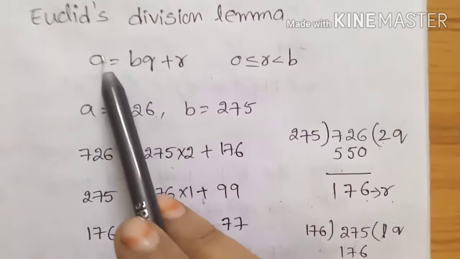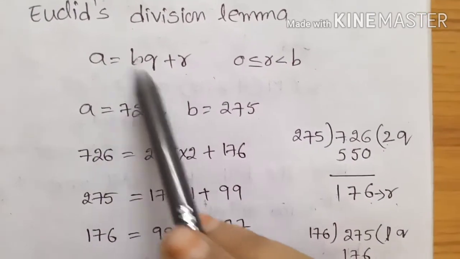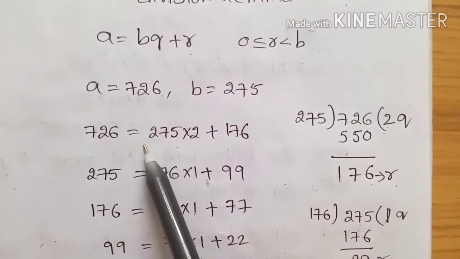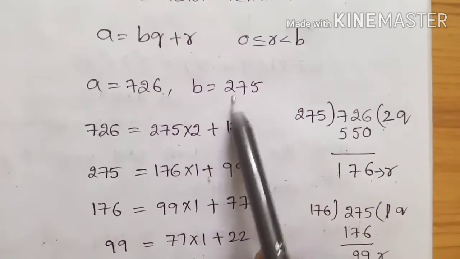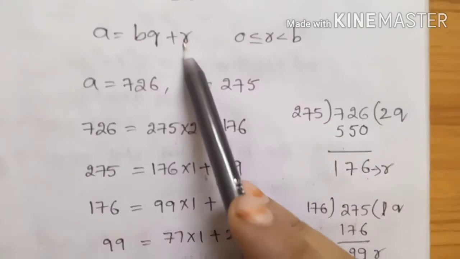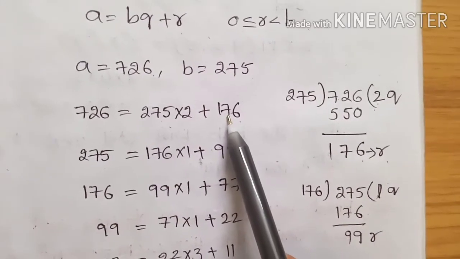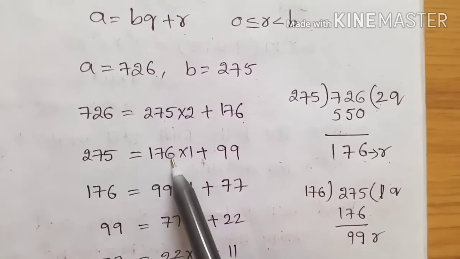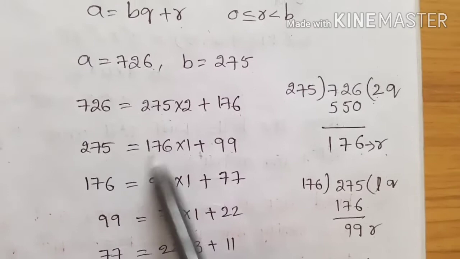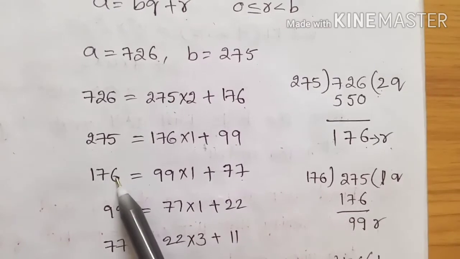Okay. Now the a value, b value, q and r values. Substitute in a = bq + r. Then 726 = 275 × 2 + 176, where q is the quotient 2 and r is the remainder 176. Next, 275 = 176 × 1 + 99. Next, 176 = 99 × 1 + 77.